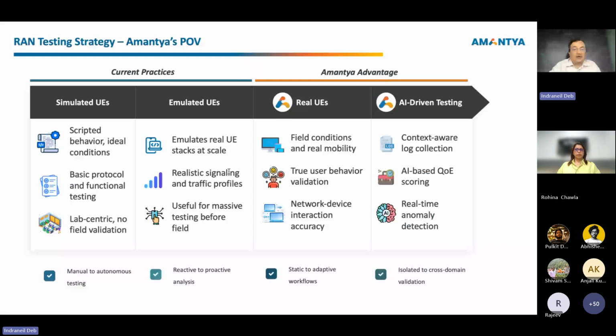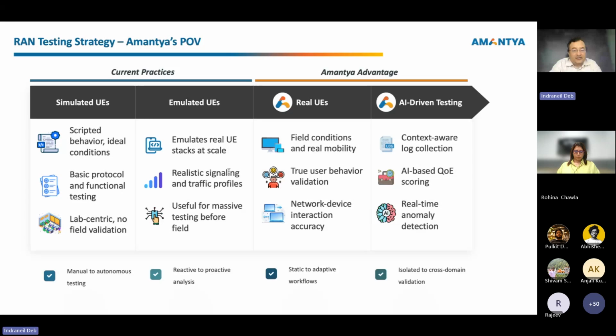So at Amantya, what we like to do is approach the testing strategy a little differently. Our objective, as it stands, is real-world fidelity with scale. That is how we like to look at RAN testing. In other words, provide end users with the ability to closely mimic real-world scenarios within the lab, but also provide the scale that allows them to address all of their testing needs.